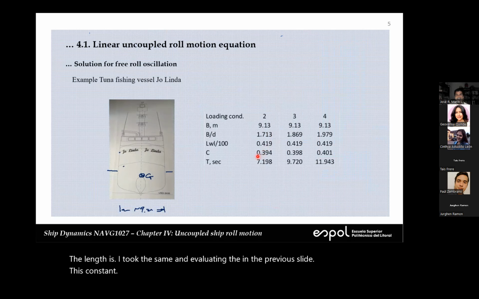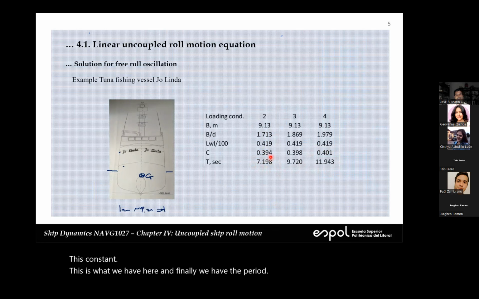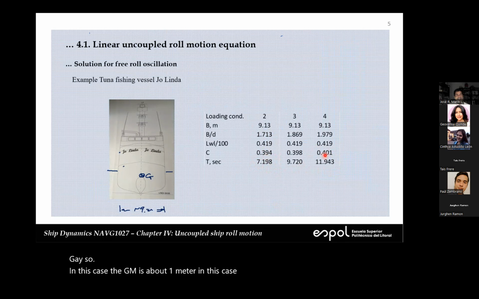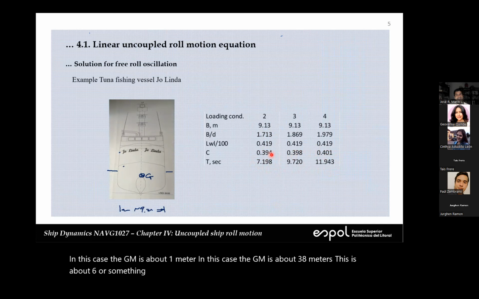This is what we have here. And finally, we have the period. Okay, so in this case, the GM is about 1 meter. In this case, the GM is about 0.38 meters. This is about 0.6 or something like that. So you decrease the GM and you increase the period.